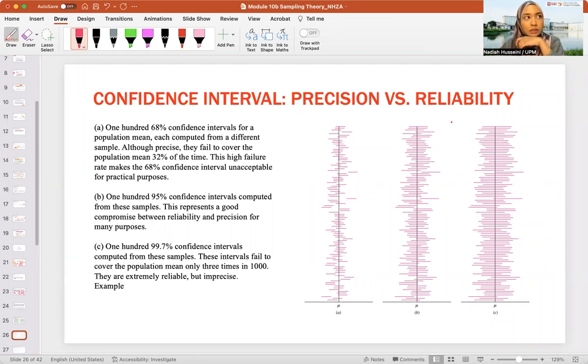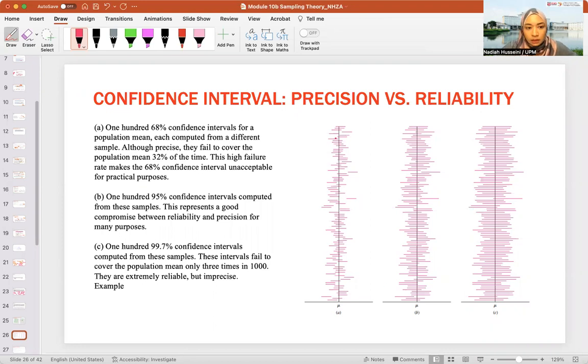So which is more important? Is it the precision, which is a smaller interval, or is it the reliability, which is the confidence level? The confidence level is like the opposite of precision. So the bigger your confidence interval, the less precise your values are, right? Because it's bigger. So let's see these examples here.